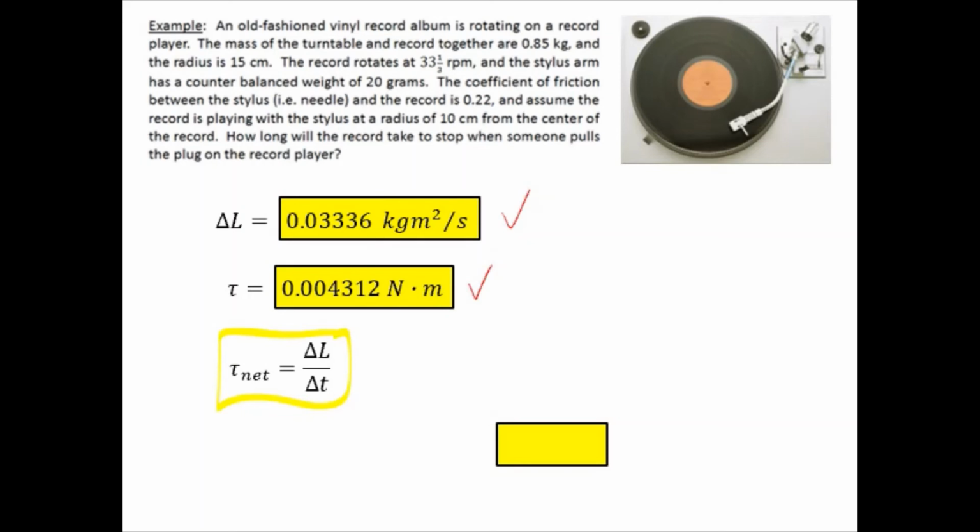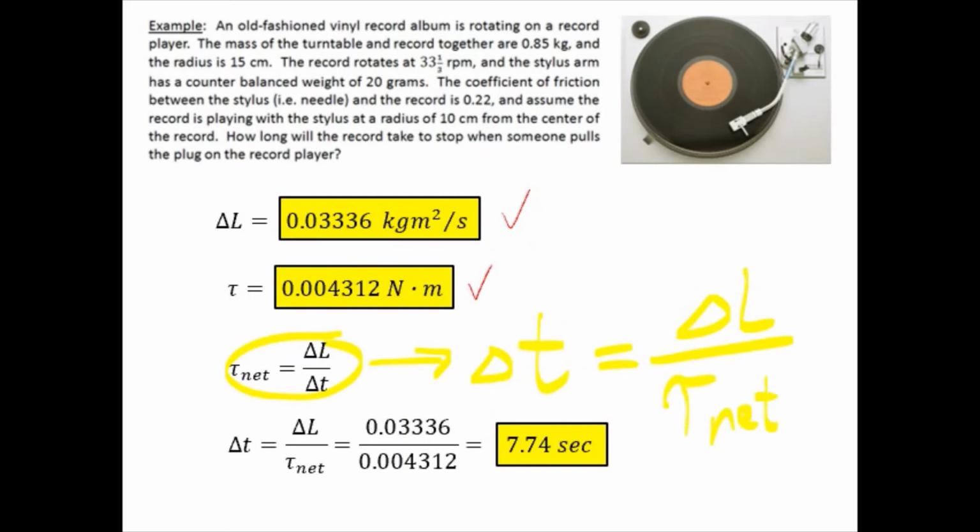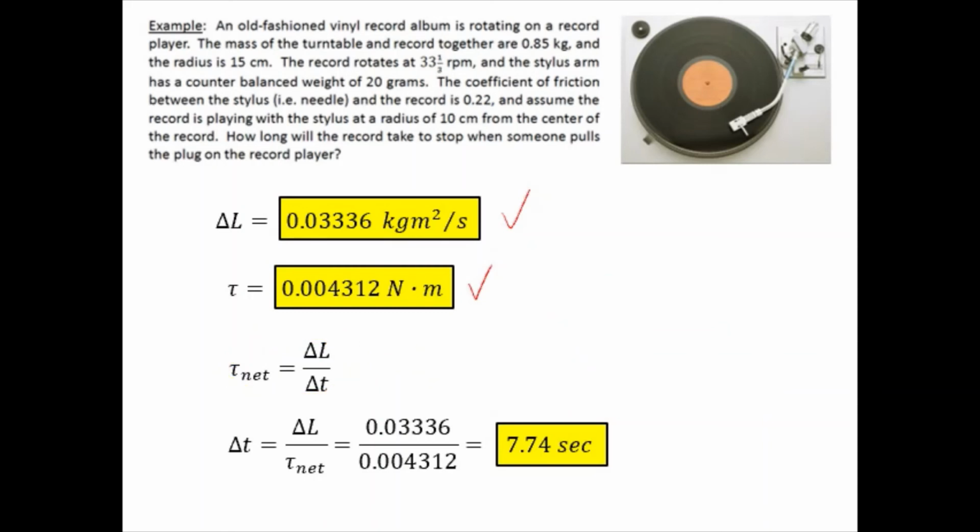Or in other words, dL/dt is equal to the net torque, or our average torque over the period of time is going to be delta L over delta t. So we know delta L, we know delta t, we simply have to do a division here, and we should end up solving for the time. Rearranging this equation, solving for delta t, delta t is equal to delta L over the net torque. Taking the delta L value and dividing by the net torque, we find it's going to take 7.74 seconds for this turntable to stop turning after someone pulls the plug.